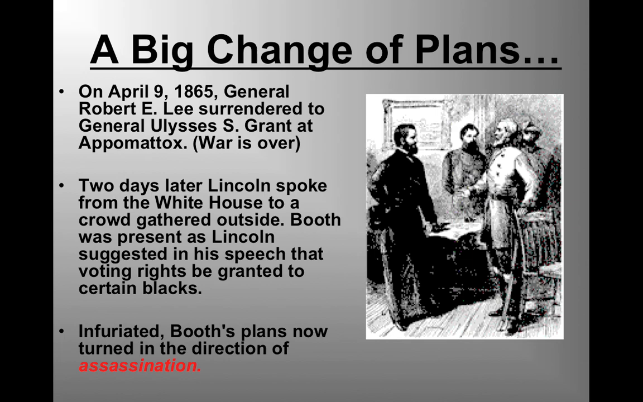Big change in plans. On April 9, 1865, General Robert E. Lee surrenders to Ulysses S. Grant at Appomattox, Virginia, at Appomattox Courthouse, and as you're all well aware, the war is over.